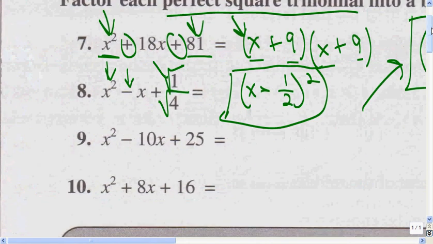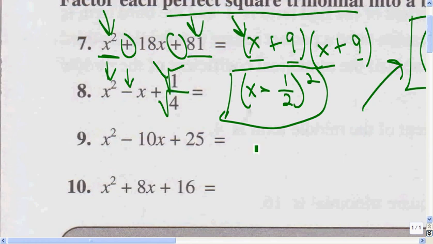Okay, here we have the square root of x squared is x. The square root of 25 is 5. Since this is negative, I'm putting a negative here. Just put my little 2 exponent. That's called an exponent, remember? All right.